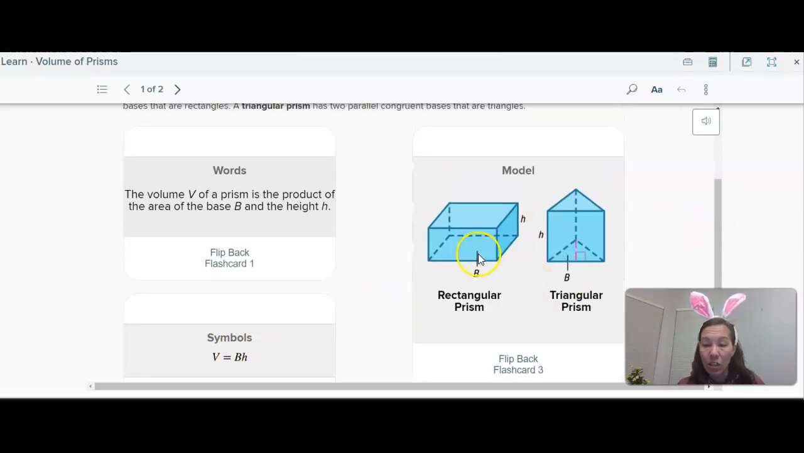Now, in each case, the area of the base is a different shape. So you're going to use your area formulas from the last section to find the area of the base and then multiply it by the height. So again, the base here is either a rectangle or a triangle for these kinds of prisms.